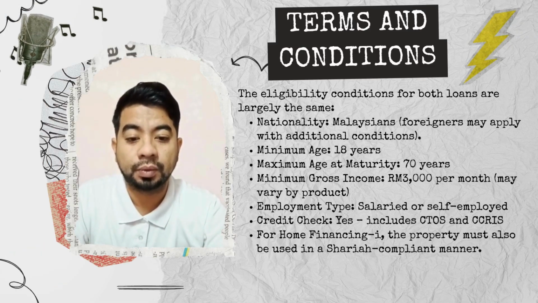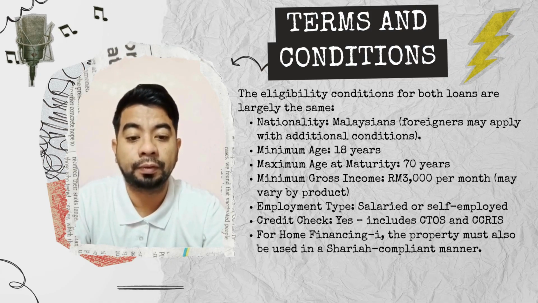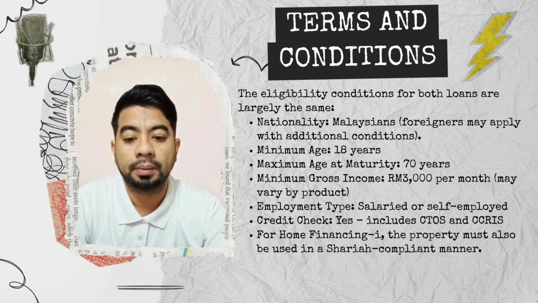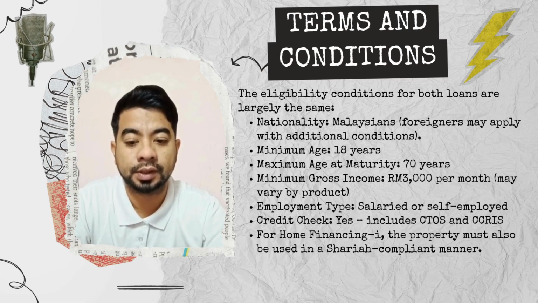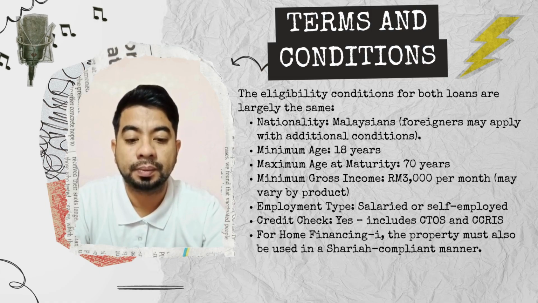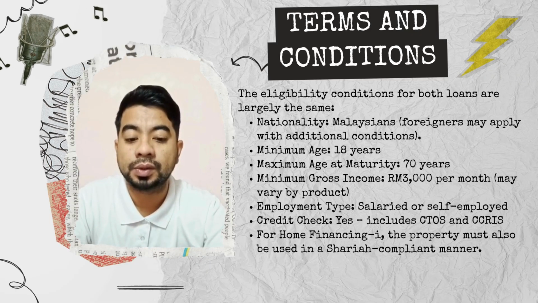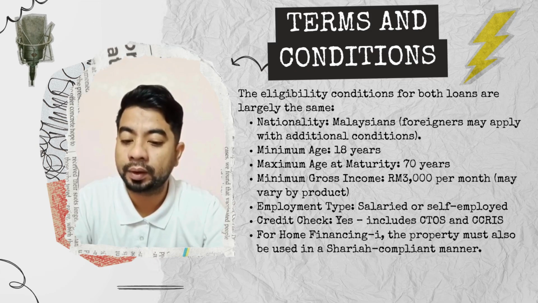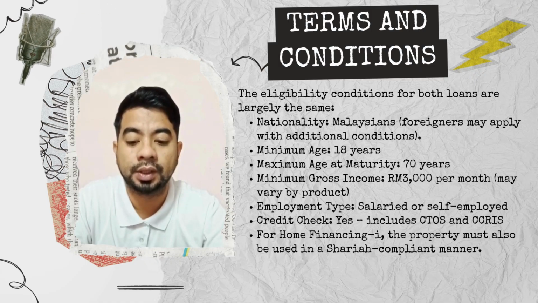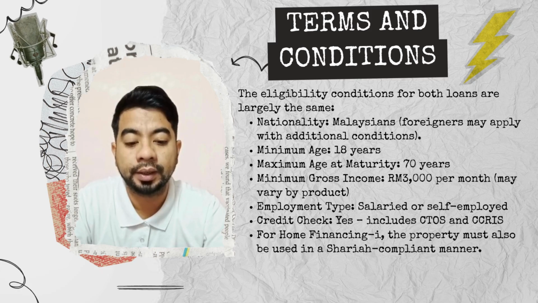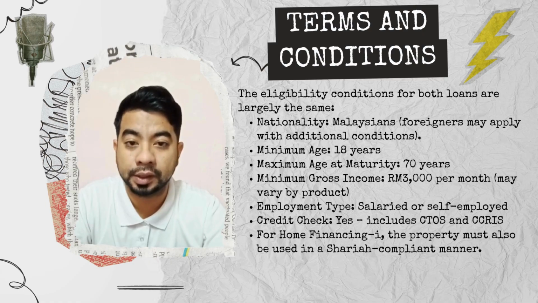The eligibility conditions for both loans are largely the same. Nationality is mentioned, but foreigners may apply with additional conditions. Minimum age is 18 years old. Maximum age at maturity is 70 years. Minimum gross income is 3,000 per month, which may vary by product. Employment type, salaried or self-employed, both have to be checked. Credit, yes, including CTOS and securities. For home financing-i, the property must also be used in a Sharia compliant manner.